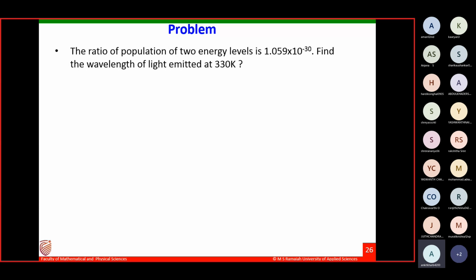Now, this is all about the metastable state. Let us try to solve one of the problems. Please, all of you, write down the statement of the problem.